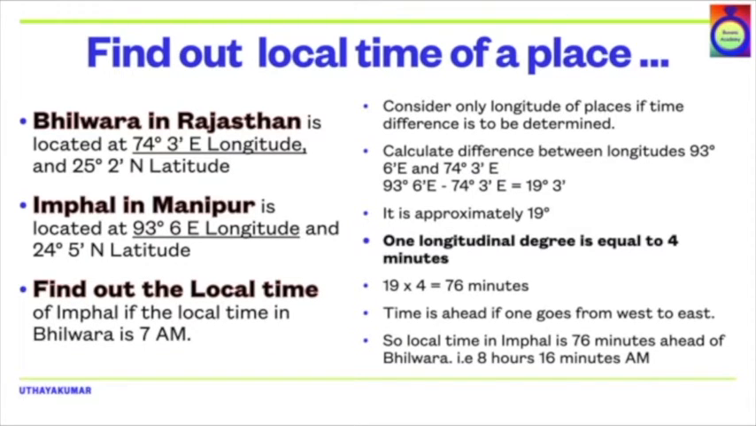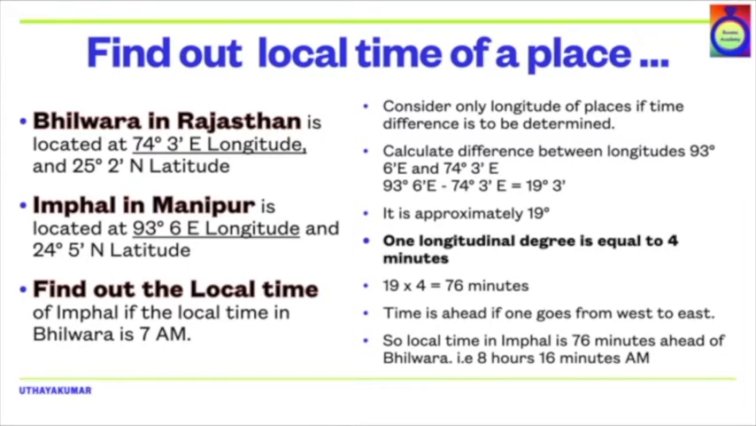Find out the time of a local place. Now look at two places. Bhilwara in Rajasthan. Its geocodes are 74 degree 3 minutes eastern longitude and 25 degree 2 minute northern latitude. And another place, Imphal in Manipur, located at 93 degree 6 minute eastern longitude and 24 degree 5 minute northern latitude.